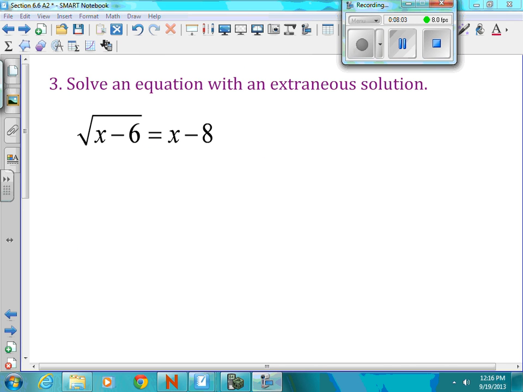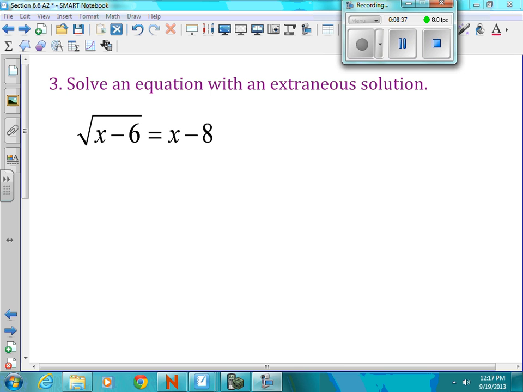Okay, solving an equation with an extraneous solution. What happens is that we may come up with a quadratic equation when we square both sides. So sometimes when we square both sides, we get a quadratic equation, as we're going to see here in a minute, and when you recheck the answers, they don't work. So sometimes a solution that appears to be a solution really doesn't work. That's what we call an extraneous solution.